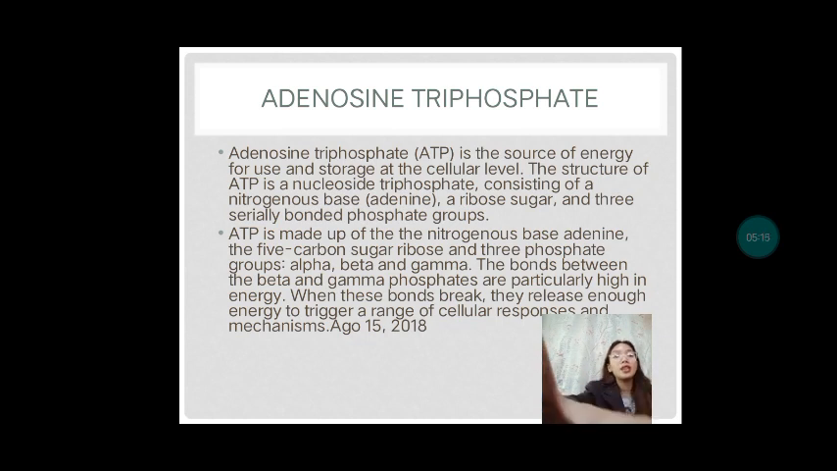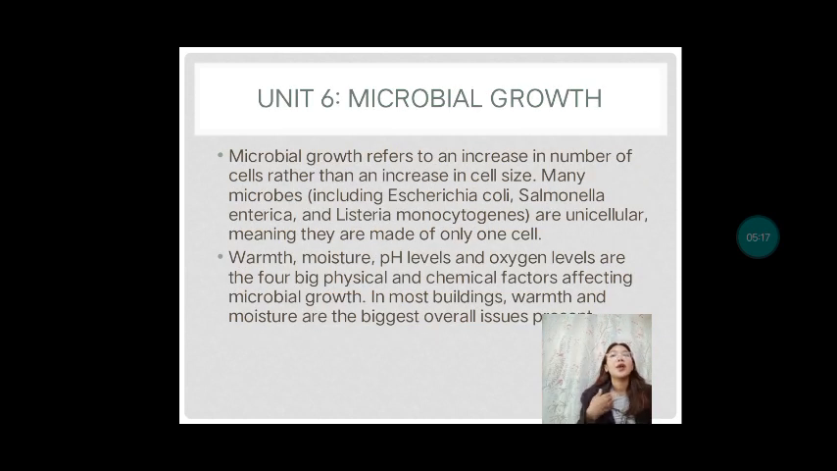So it is Unit 6. Unit 6 is entitled Microbial Growth. This unit is so difficult for me, but I need to explain. So, microbial growth refers to an increase in the number of cells rather than an increase in cell size. Many microbes are unicellular, meaning they are made up of only one cell.